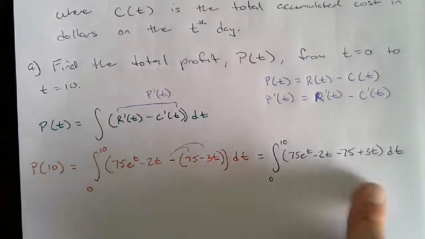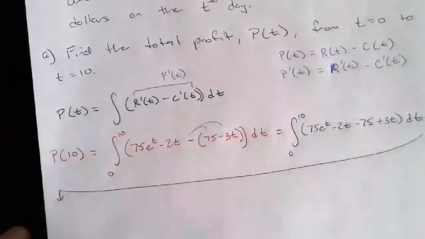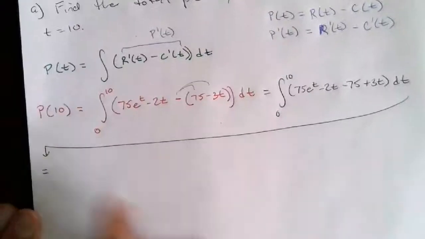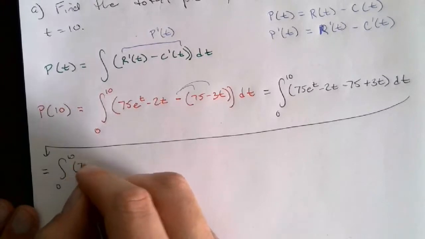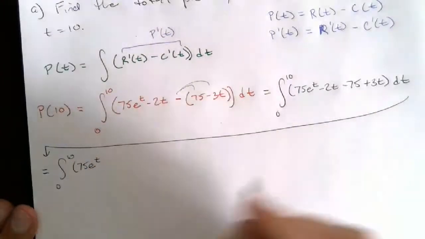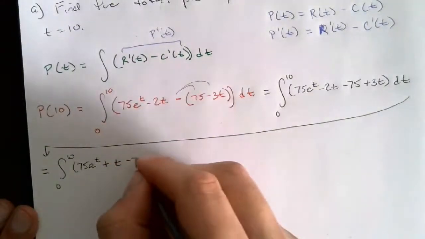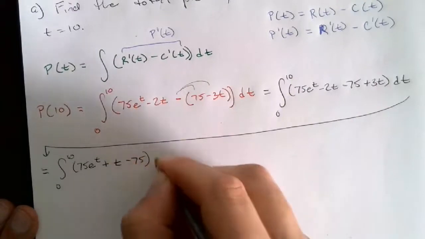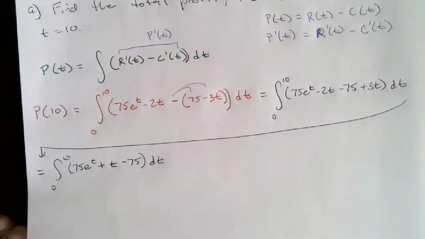Simplifying further, you can combine like terms in here. This will give me the integral from 0 to 10 of 75 e to the t minus 2t plus 3t, which is just plus t, and then minus 75 stays minus 75. And again, we haven't integrated yet. We were just simplifying the integrand, the inside there. Now we're ready to take the antiderivative.